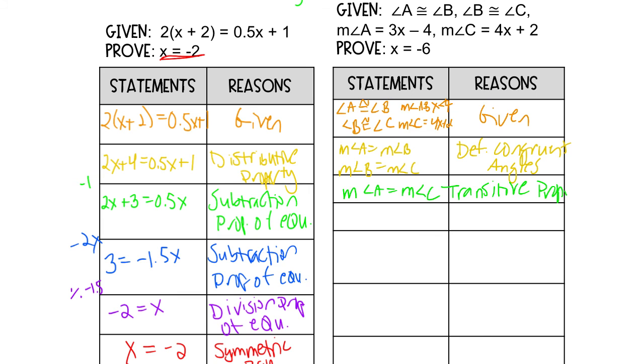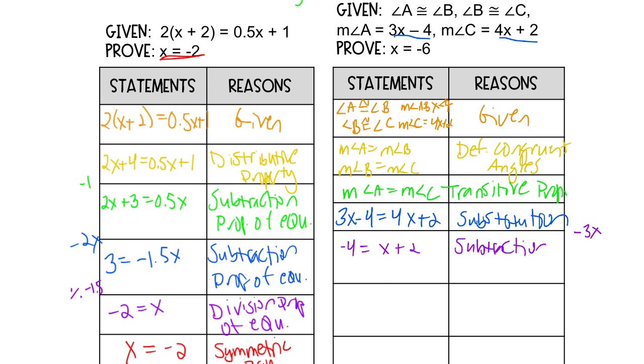Next, we're going to say 3x minus 4 equals 4x plus 2, and that's using substitution. I was given measure of angle A is 3x minus 4, measure of angle C is 4x plus 2. I just plug those in. Now, we want to solve for x, so let's let this step be subtracting 3x from each side. And I've got negative 4 equals x plus 2, and that's using the subtraction property of equality.